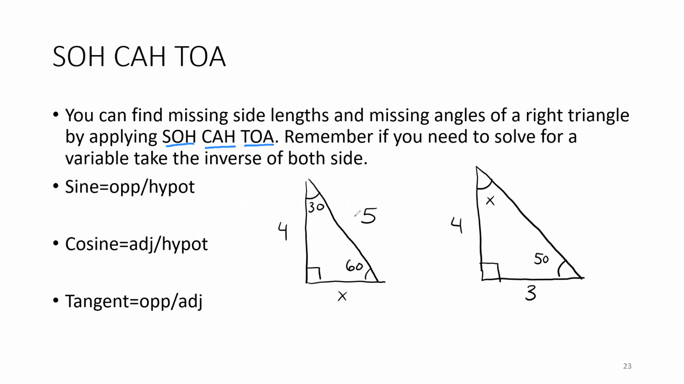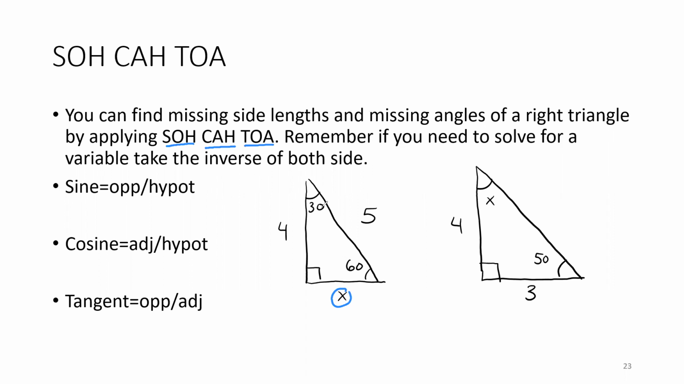Okay, let's look at this triangle. Let's say you want to find x. x is a side length, not an angle. So you want to solve for x. How would you do this, using SOHCAHTOA or the Pythagorean theorem? You could actually do either, but let's try SOHCAHTOA. You want to find this missing side length, right?